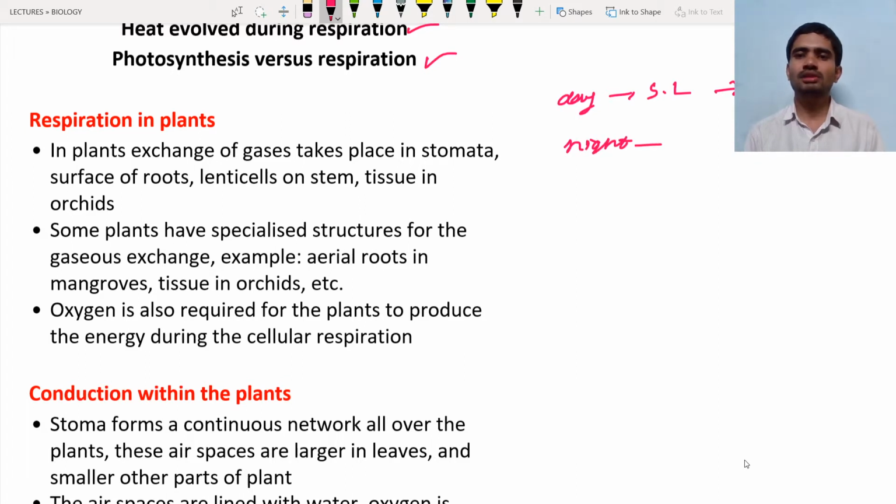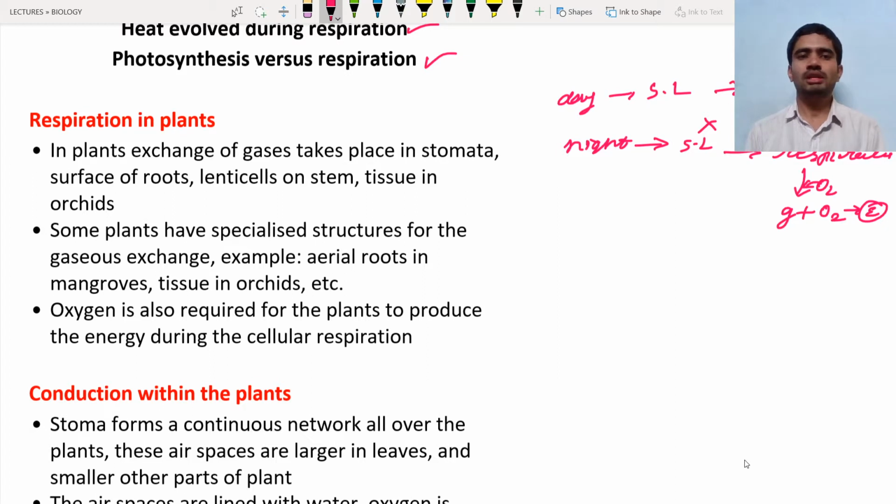In the night time there is no sunlight. If the sunlight is not there, the plant is going to perform respiration, the cellular respiration. During cellular respiration, glucose and oxygen are taken into the plant body. Glucose combines with oxygen to produce energy, carbon dioxide and also water.